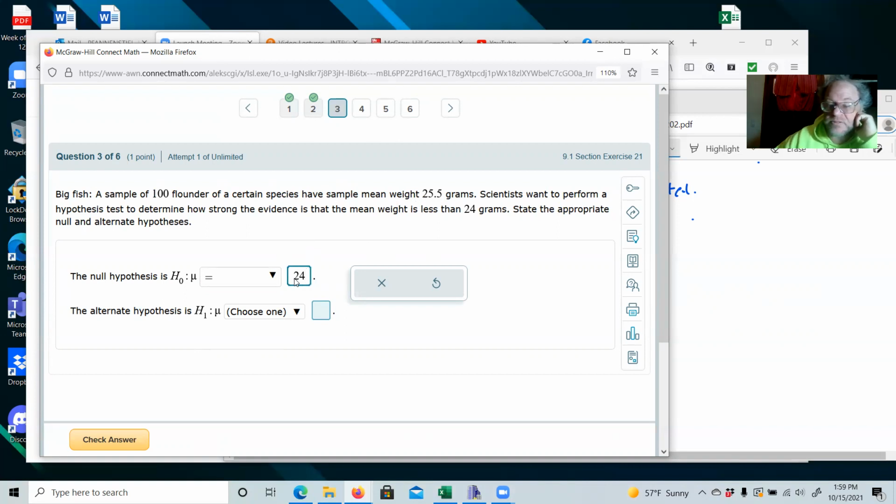We're trying to test that it's less than that. Alternative, mu is less than 24 grams. Okay.